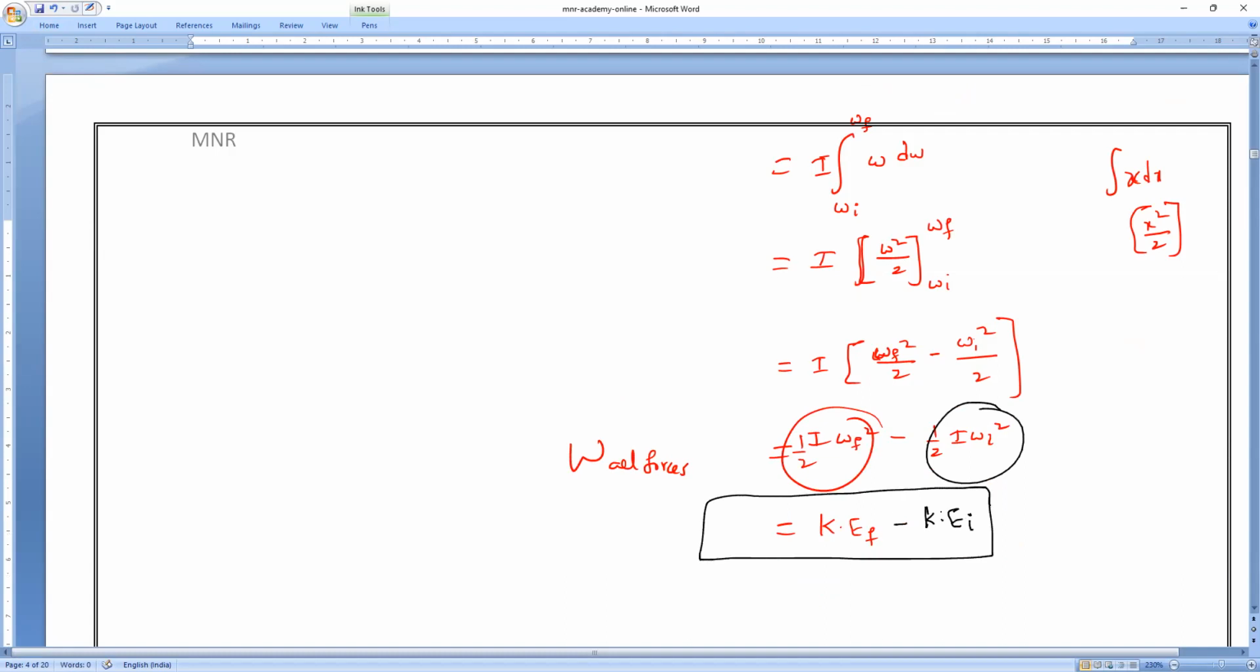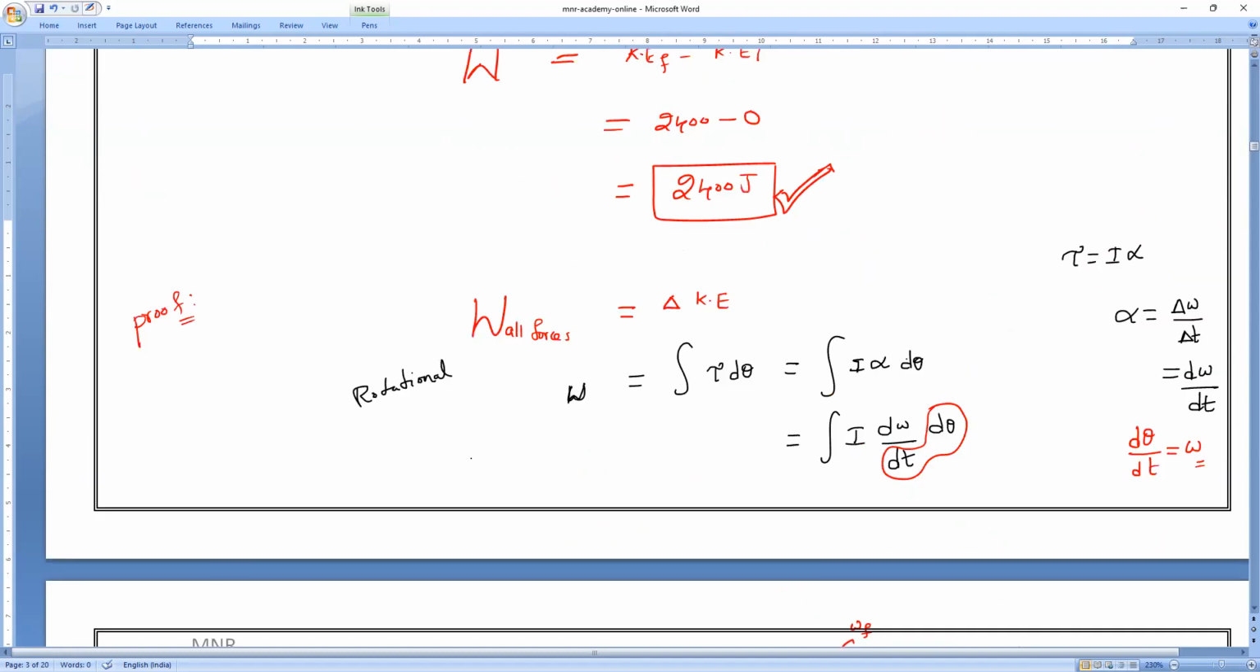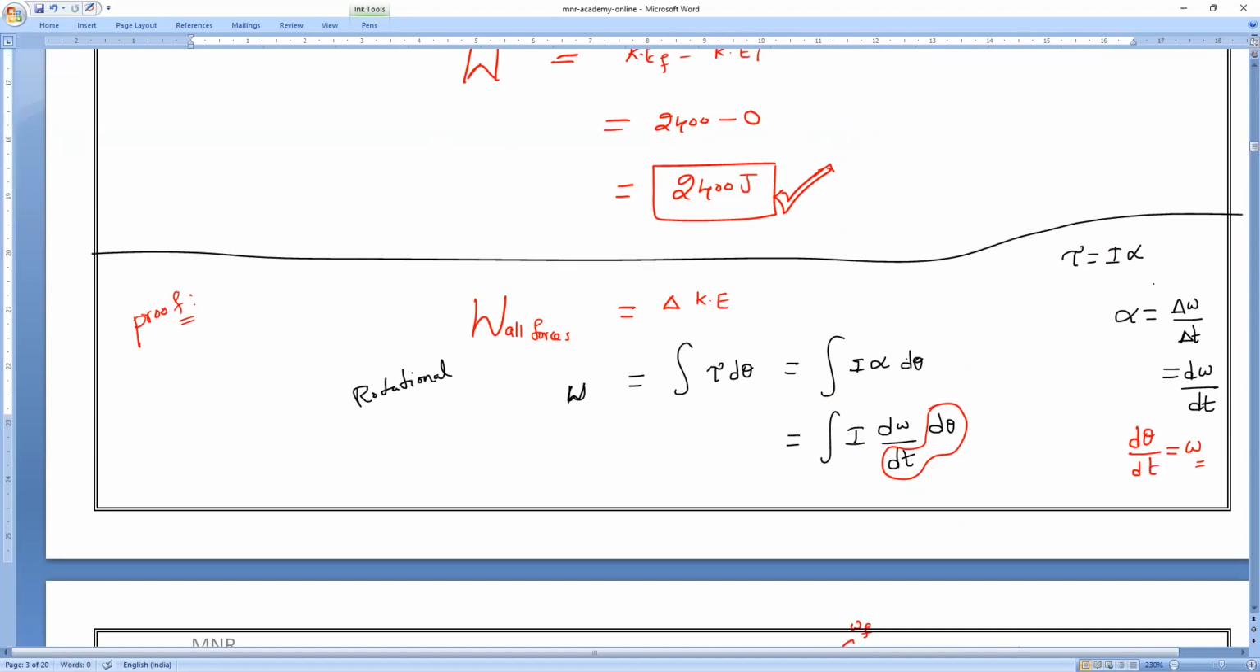So work done by all the forces is equal to final kinetic energy minus initial kinetic energy. So this is what we can say is the change in kinetic energy. That is how you have to prove it. Okay, everybody clear? So this is the work done by all the forces equal to the change in kinetic energy, which is the verification. Very simple proof. You can simply replace tau and alpha.